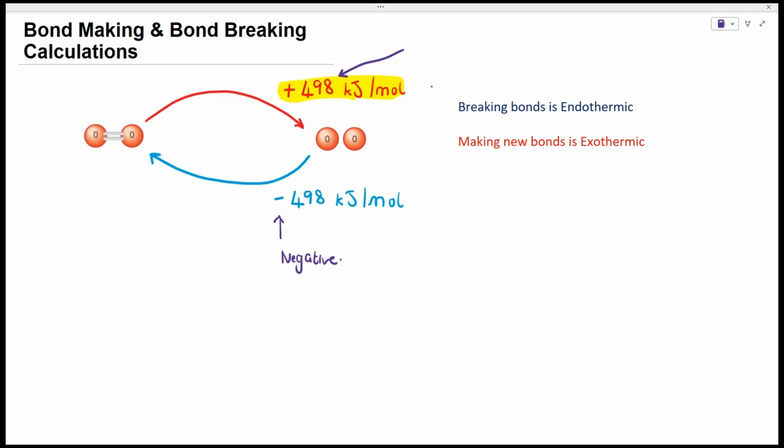Energy is required to break bonds, and that's a really important part of what we're going to do when we do the calculation in a minute. So just be aware, to break a bond, the value of the bond strength is going to be positive. And then when a bond is made, you get negative the same value. Okay, so that's the key thing.